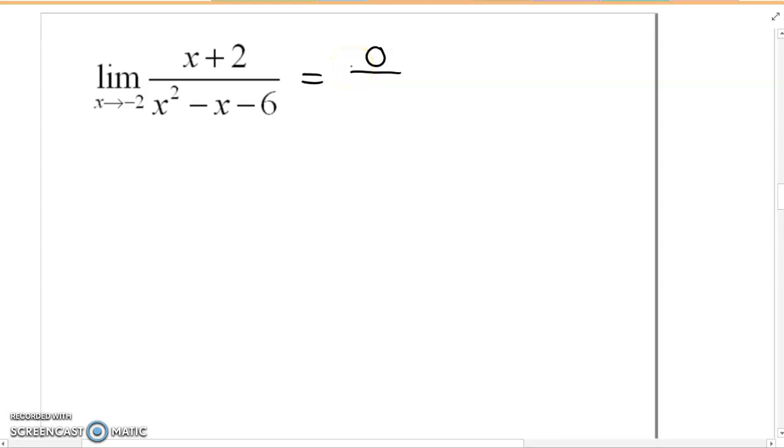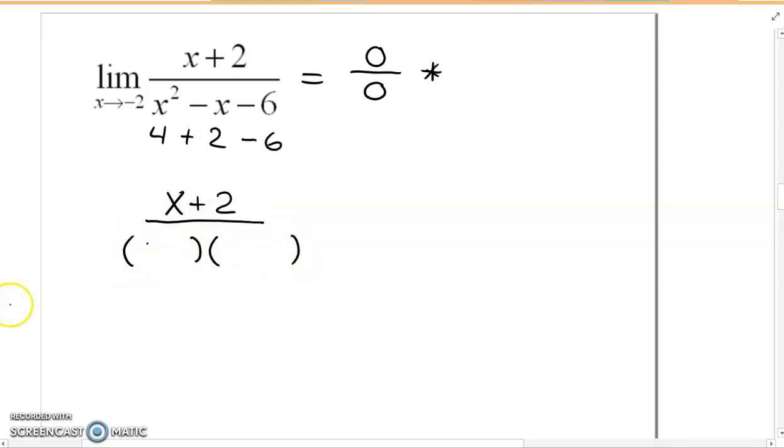Negative 2 squared is 4. 4 plus 2, because it's a negative, minus 6 is going to give me 0. So what we have is that indeterminate form. What I have to do here is try to find a way to simplify this. Looking at the denominator, I am able to factor it because it's a quadratic in a trinomial form here.